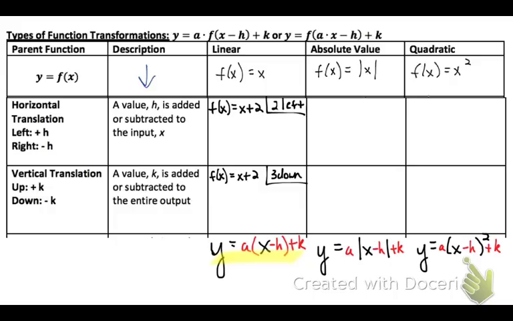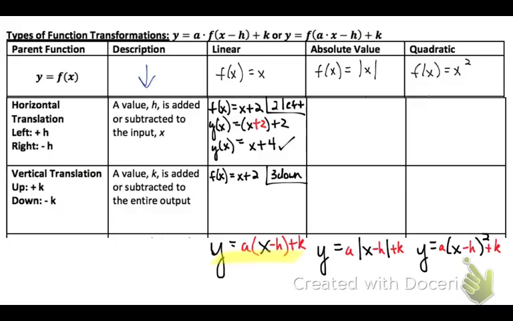So now with the horizontal translation, if we start with the function f of x equals x plus 2, and if we want to shift 2 to the left, we're going to end up adding 2, and we're going to do that right in by the x, because when we add, that shifts it to the left. And then we'll simplify. Simplified, our new function is g of x equals x plus 4, and that has shifted 2 to the left.